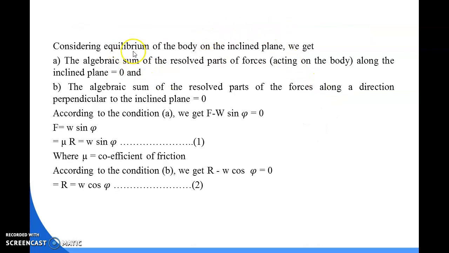According to the equilibrium equations of the body on the inclined plane, the algebraic sum of the resolved parts of forces along the inclined plane is equal to 0, and the algebraic sum of the resolved parts of the forces along the direction perpendicular to the inclined plane is also 0. That means the summation of vertical forces is equal to 0 and the summation of horizontal forces is equal to 0.